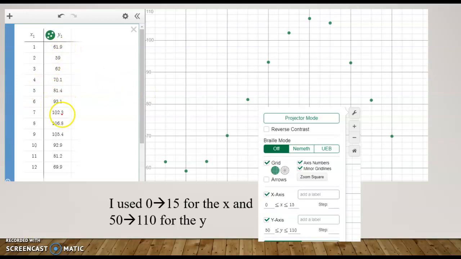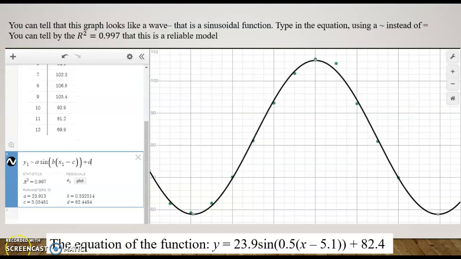And then the lowest point here was 59. So drop it down to 50. And the highest point was 106, so we took it up to 110. And here's what the graph looks like. Comes down, goes up, and that's very definitely sinusoidal. Okay? So, you will use the general function that you've got, a sine, and in parentheses, b, x sub 1 minus c, and then close, plus d.